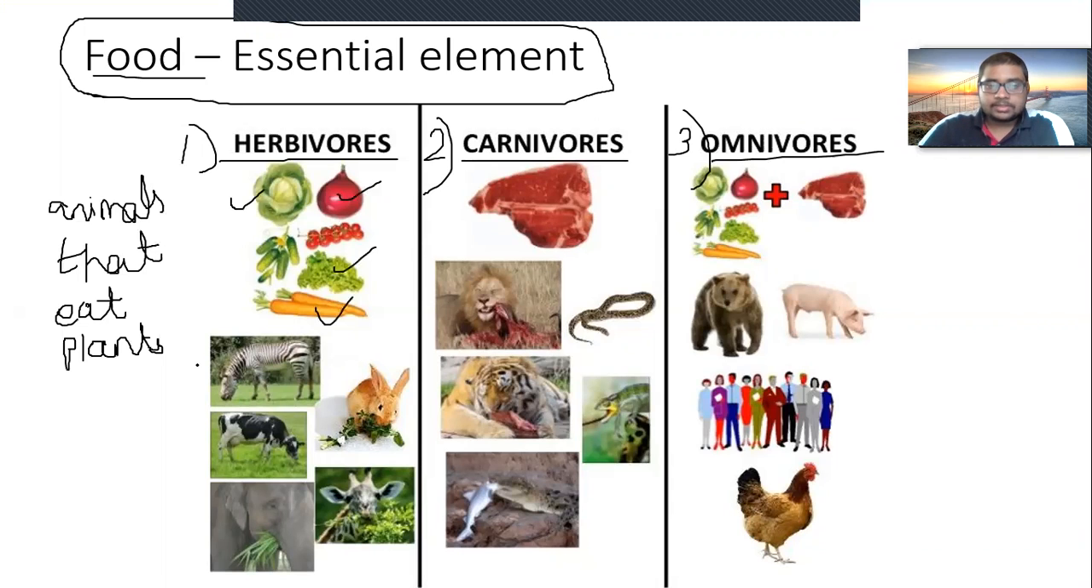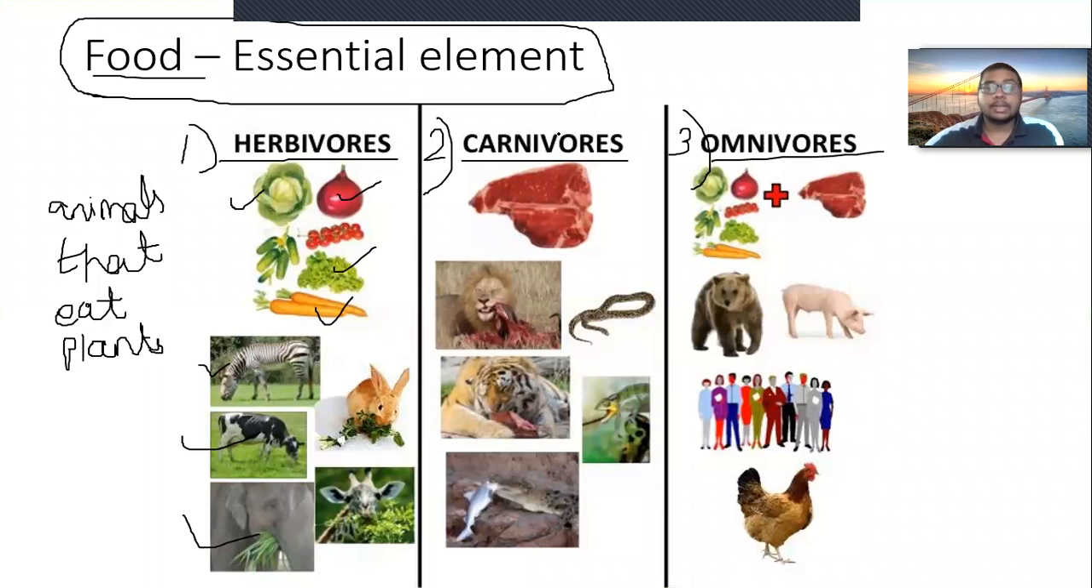herbivores. For example, zebra. For example, cow. Cow eats grass. Grass is a plant, isn't it? For example, rabbit. Rabbit also eats some plants. For example, goat. Goat eats plants only. Elephant also eats fruits and all other things which are obtained from plants. By the way, what is the favorite food of elephant? Bananas, yes. Banana is also obtained from plants only. That is why elephants are herbivores in nature.